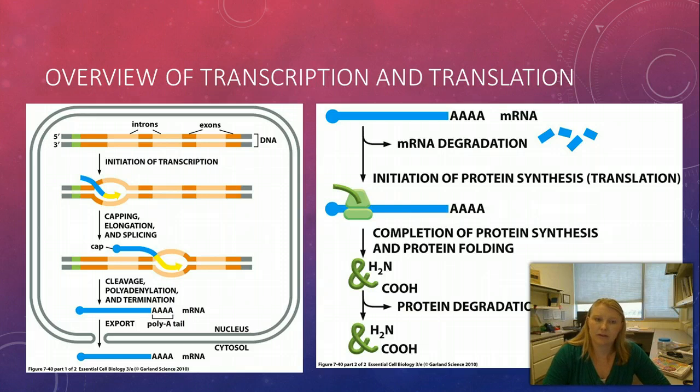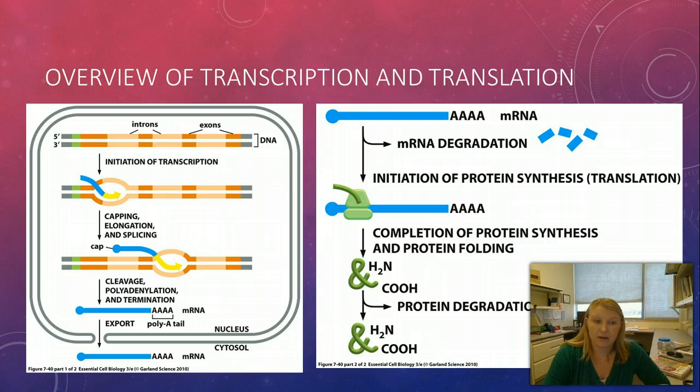So let's review transcription and translation real quick, because this is the heart of this whole thing. What you see here is we start with our DNA code, which is full of introns and exons. We have the initiation of transcription using the transcription factors. Remember, there's either the TATA box in eukaryotes, which is what we have an example of here because we have a nucleus, or we have the promoter regions in prokaryotes.